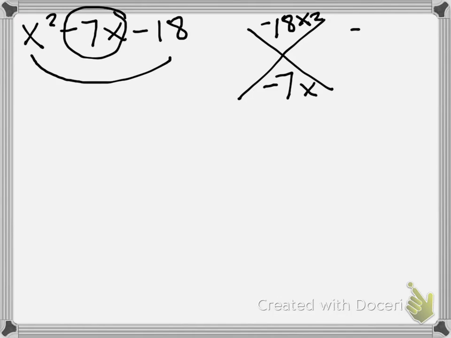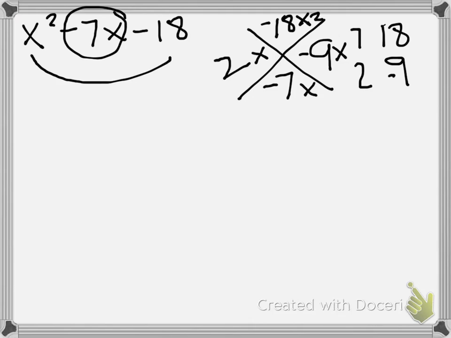I have 1 and 18, 2 and 9, and if I think about it, one of these has to be positive and one has to be negative. Well, I know that if I multiply 2 times 9, that gives me 18. 2 times negative 9 gives me negative 18. 2 plus negative 9 gives me negative 7, which is what I'm looking for. So one of these will be 2x, and the other one will be negative 9x.